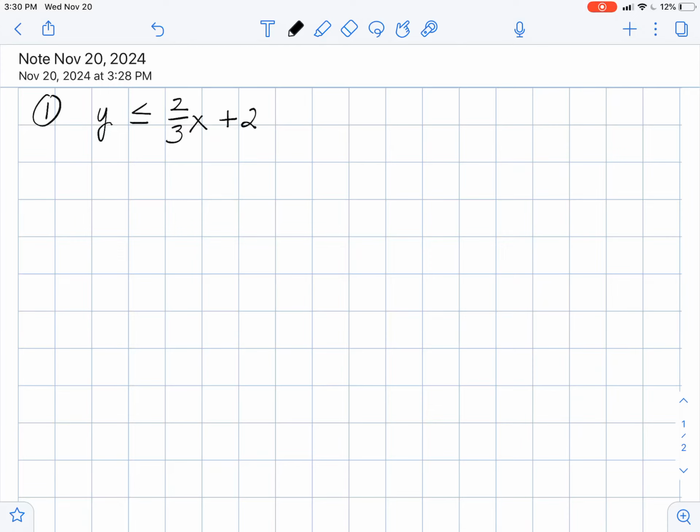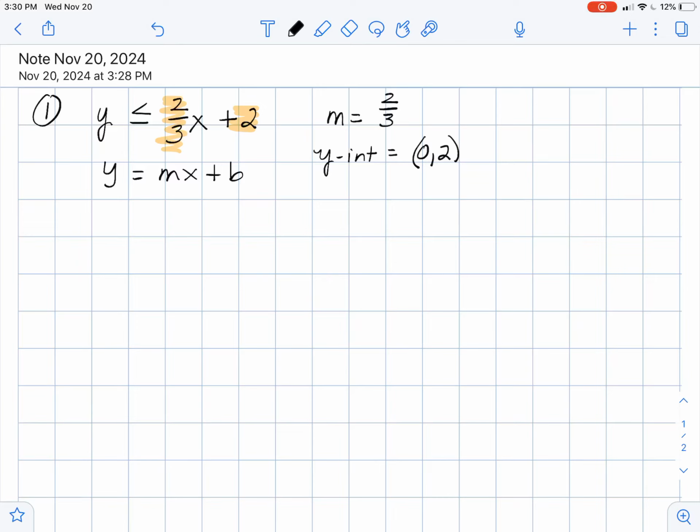Okay, so our first thing that we're going to do is, again, what is our slope and what is our y-intercept? Okay, so remember on the formula, it's these two numbers that we're looking at. It is y equals mx plus b. So in this case, your slope is 2/3 and your b value is 0, 2.